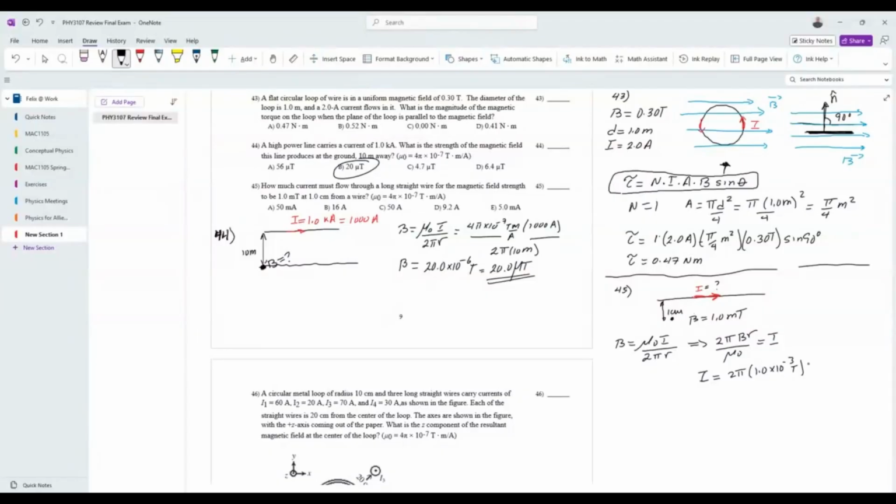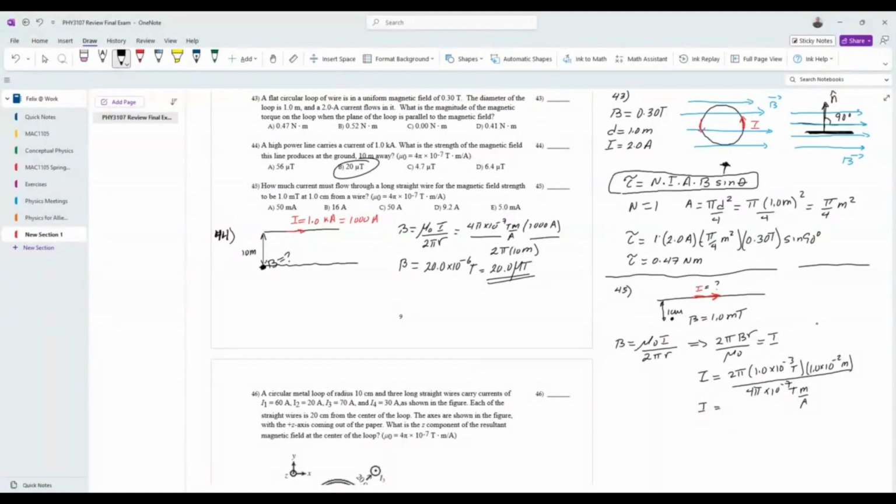1 centimeter in meters is 1.0 times 10 to the negative 2 meters. So remember, always convert the centimeters to meters, millitesla and microtesla to Tesla, milliamperes and microamperes to amperes. Right? And then mu sub 0, that is the constant, that is 4 pi times 10 to the negative 7 Tesla meters per ampere.